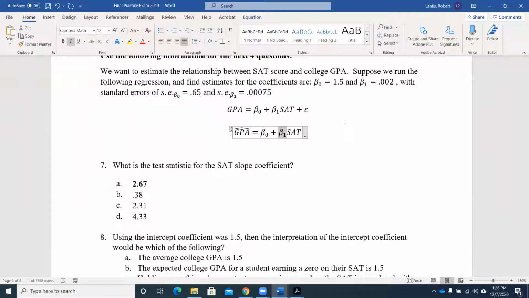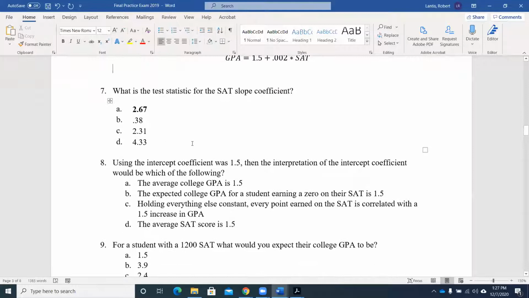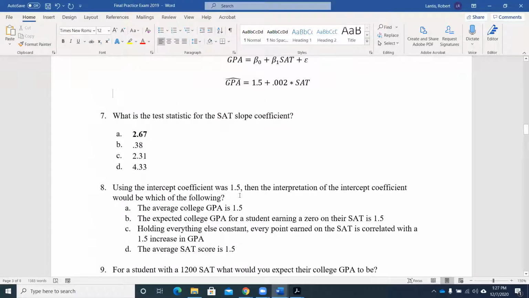So for beta 1, we got 0.002. And for this intercept, we got 1.5. Might help to write that out once we're given that information. So what's the interpretation of that intercept coefficient? Well, no matter if we have multiple variables on the right-hand side or just one, the interpretation of intercept is if every x variable is equal to 0, this is the predicted value for our y variable. So if someone got a 0 on the SAT score, their predicted GPA would be 1.5.